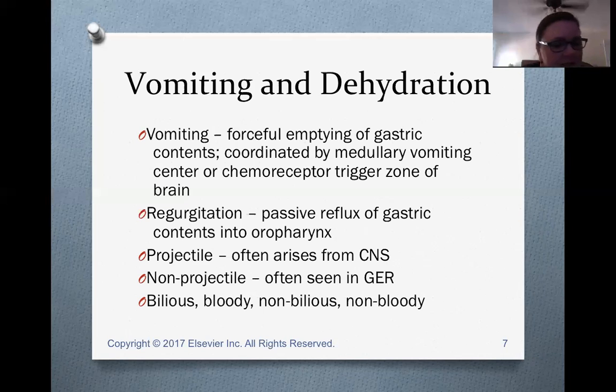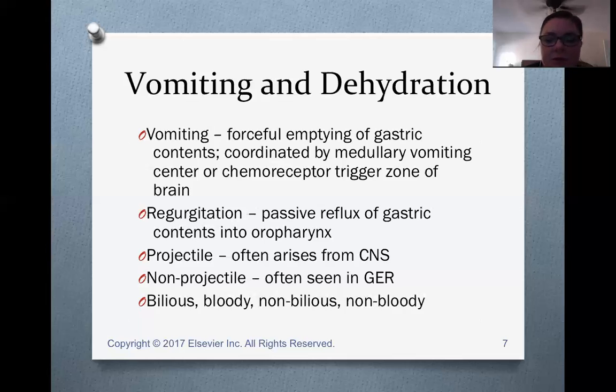And so you have to send them to get an ultrasound of their pylorus, basically. It's looking at that pyloric sphincter to make sure that it is not hypertrophied. If it's too large, then it's not working properly, and so that's why nothing is passing through.